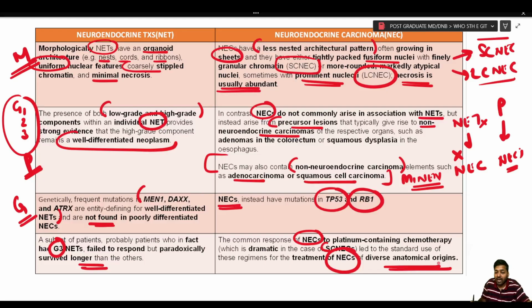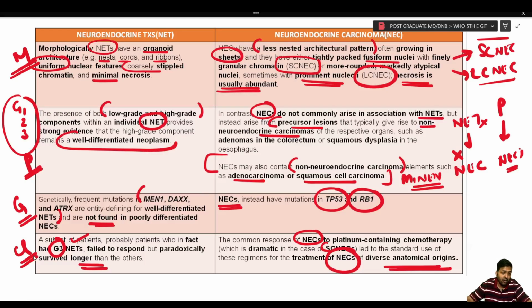So neuroendocrine carcinomas have a very good response to chemotherapy, whereas on the other hand, the grade 3 neuroendocrine tumors did not have any response to chemotherapy. Plus, the patients paradoxically lived longer as compared to the patients with neuroendocrine carcinoma. Then again, clinically also we can see that the grade 3 neuroendocrine tumor is different as compared to neuroendocrine carcinoma.